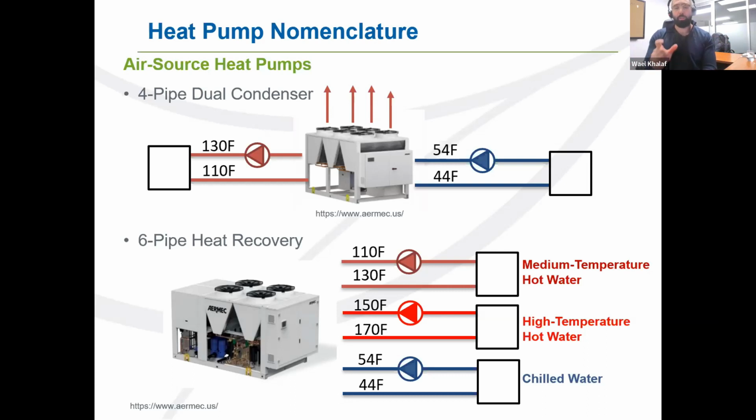So in this case, I refer to my medium temperature as being something around 120, 130, and my high temperature boosted water, something around 170 to 175 Fahrenheit. So again, a very interesting machine that can do a lot and produce two different loops of hot water temperature.